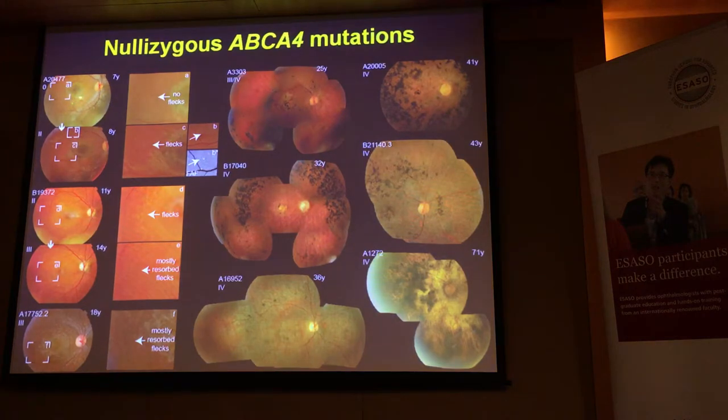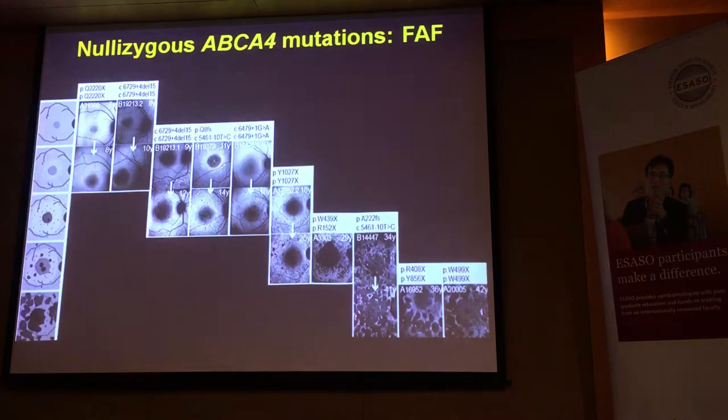Examples of this: 7-year-old who starts off with no flecks, by the age of 8 you get flecks. Different patient here between 11 and 14, flecks to start with, and then they're mostly resorbed. And these patients, as they get older, mark pigmentary deposition. But these are confirmed mutations in ABCA4. This is what used to be called Stargardt disease. And you can predict the autofluorescence, and Anna Farkin did this work, very nice work. She predicted that this is what would happen.